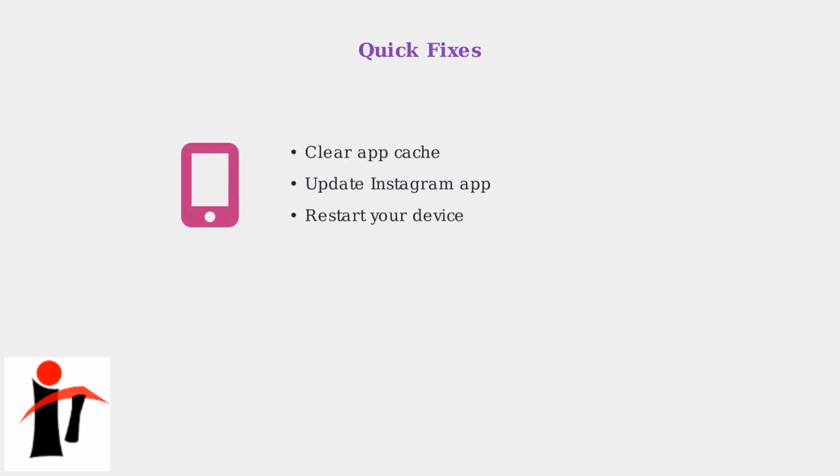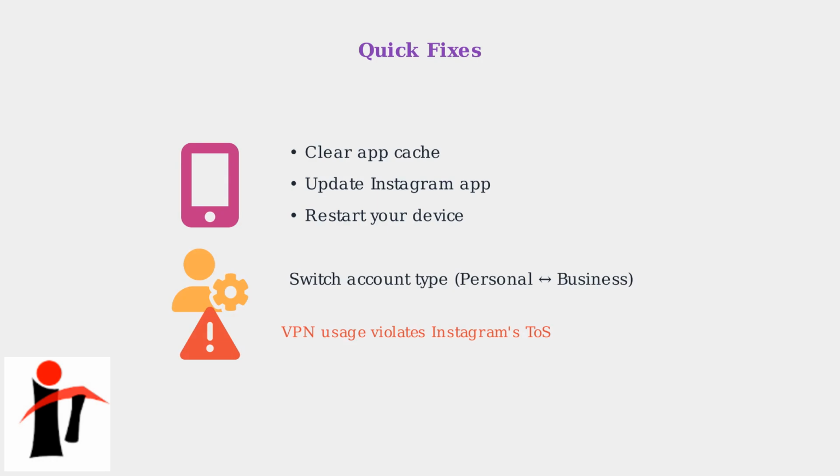When you can't find a song on Instagram, there are several quick fixes you can try immediately. These simple troubleshooting steps often resolve temporary issues with the music library. You can also try switching between personal and business account types, as they sometimes have different music access levels. However, avoid using VPNs to access regional content, as this violates Instagram's terms of service.